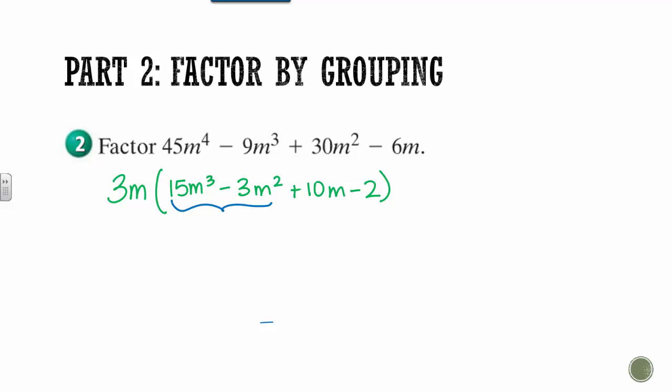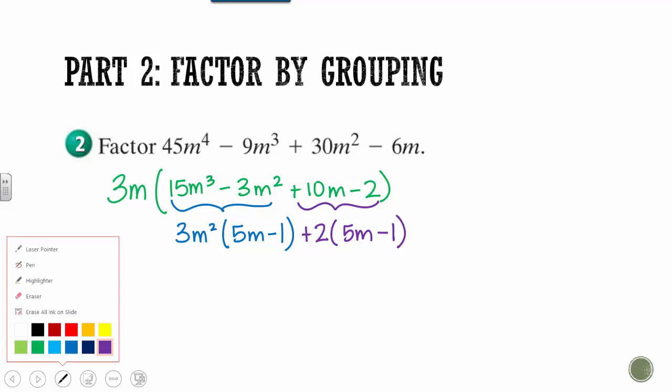So that's when we take just these 2 things right here, and we're going to forget that the 3M's on the outside. Now if we just look at those 2 things, the 15 and 3, they have a 3 in common, and they have 2 M's in common. And when I factor that out, I'm left with 5M minus 1, and then do the same thing over here. 10M and negative 2 have a 2 in common. If I take a 2 out of 10M, I'm getting 5M. And then to go from 2 to negative 2, I have to multiply by negative 1.